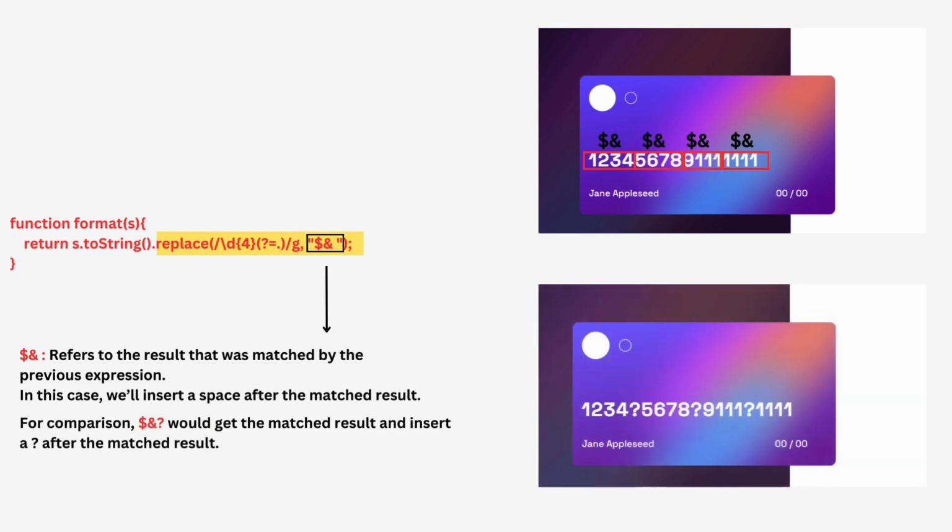For comparison, you will see that $& question mark inserts a question mark after every 4 digits.